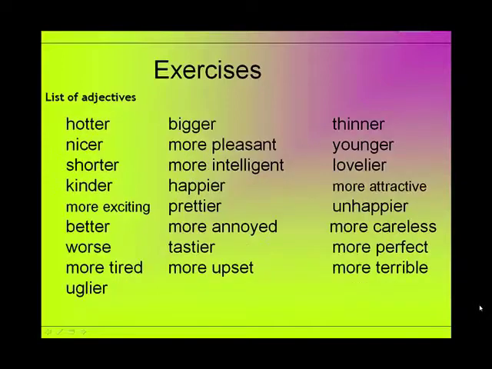And this is it. You shouldn't have looked here now if you haven't completed the exercise, okay? That would be cheating. Anyway, you have a few examples here. Pleasant, it's a long adjective, more pleasant. Intelligent, more intelligent. Happier, happy ends in y, so we have happier. Pretty also ends in y, so we have prettier. Okay?